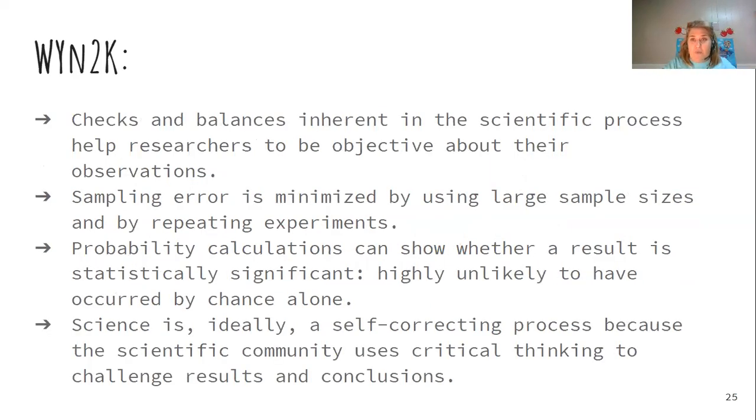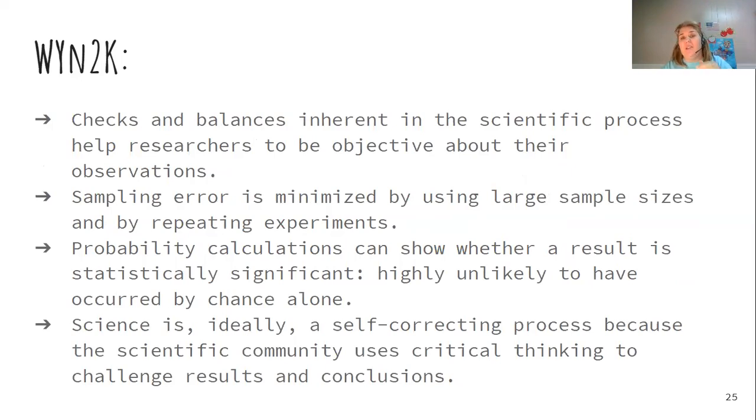Checks and balances are important. Checks and balances allow other researchers to come in who are objective and look at the observations and say, how did you get this? And so they can talk about things and then they can make changes as needed.